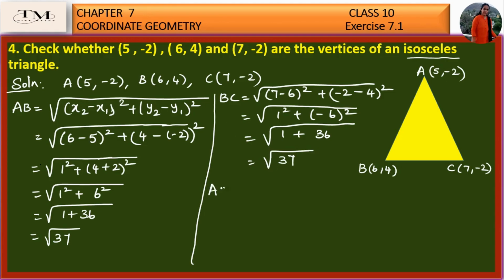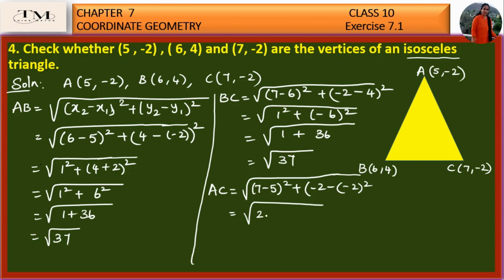Next to find AC. So AC is equal to 7 minus 5 whole square plus minus 2 minus what is y1? It is minus 2. So minus 2 whole square. So 7 minus 5 is 2. 2 square plus minus 2 minus into minus, it is plus. So plus 2 whole square. So you will get 2 square as 4, minus 2 and plus 2 is 0. So 4 plus 0 is 4. So square root of 4 is 2.